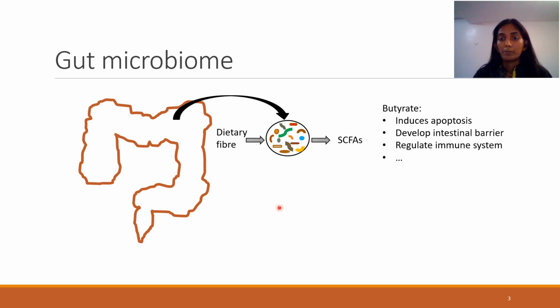For instance, butyrate, which is a short-chain fatty acid, is known to induce apoptosis. It helps develop intestinal barrier, regulate immune system, and so on. The gut microbiome is a very essential part of human health. Disruption of healthy gut microbiome is known to cause several disease states such as obesity, type 2 diabetes, inflammatory bowel disease, and so on.